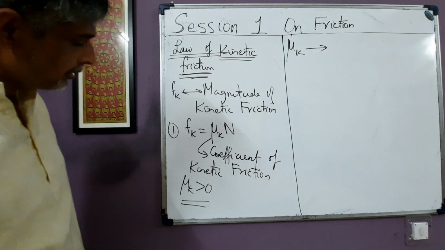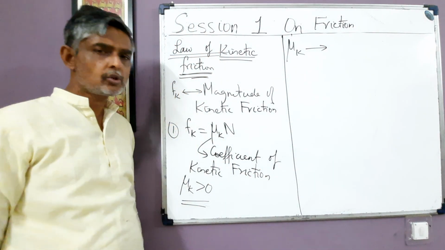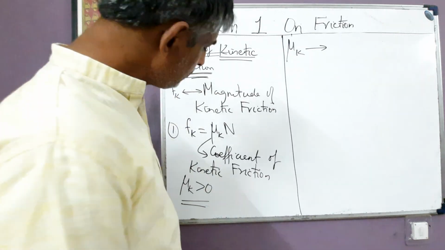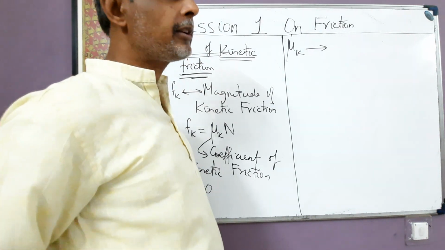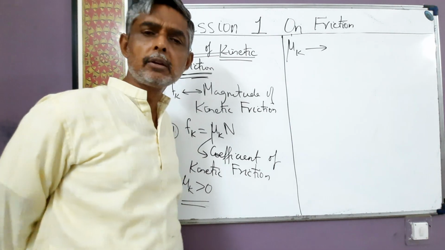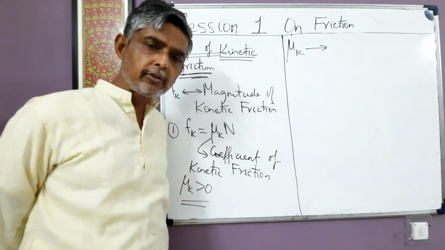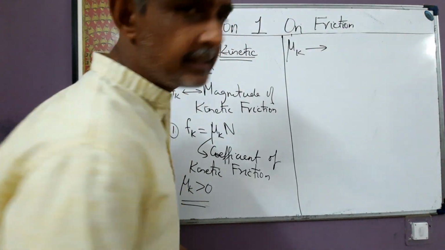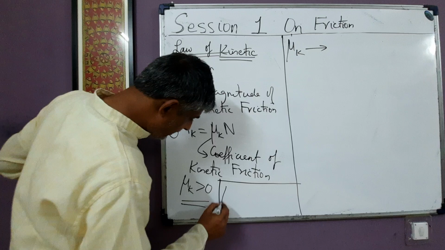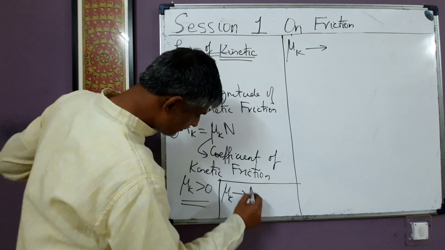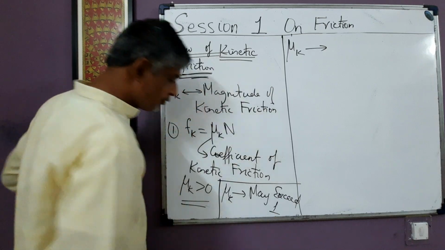Okay, fine. And one more thing, it's wrong to say that mu k is always less than 1. No, it's not that. Mu k can achieve any value between 0 to infinity. But in problems, we very rarely encounter those cases in which mu k exceeds 1. But don't think that mu k always should be less than 1. No, it can be any non-negative value. It can be more than 1 also. There is no hard and fast rule. So mu k may exceed 1.